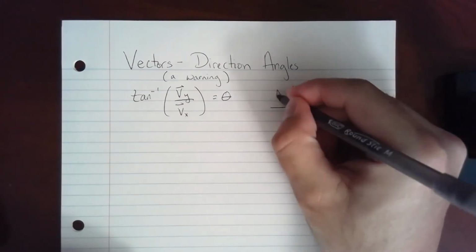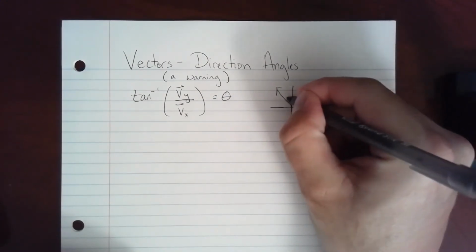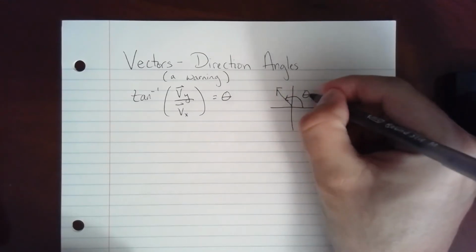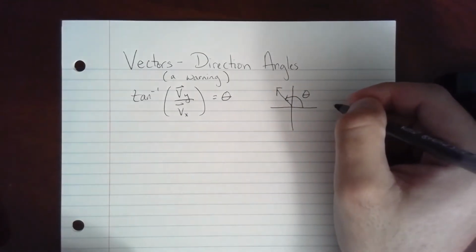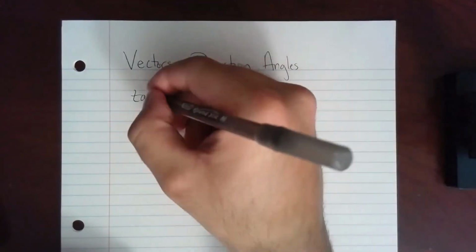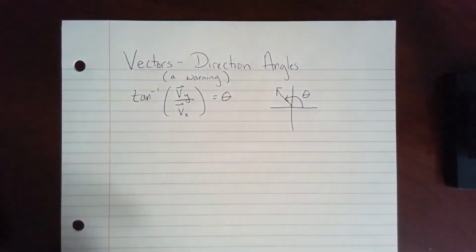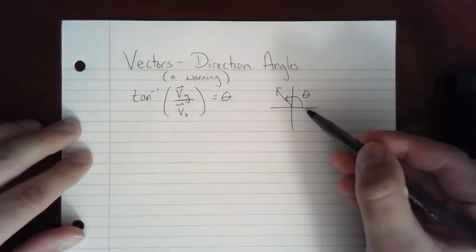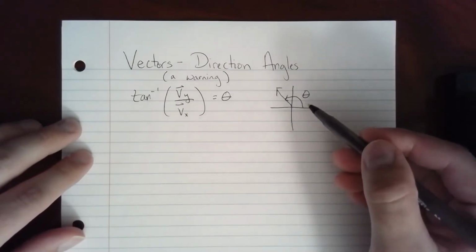So let's say this is our vector here. Theta will be measured from the positive x-axis counterclockwise. But the idea that I want to push here and want to be careful about is the fact that tangent can be a little bit frustrating for a lot of people because calculators don't always give you the answer you're looking for. For example, many calculators will give you negative answers for certain values that you get, but a negative angle would mean that you're swinging clockwise.